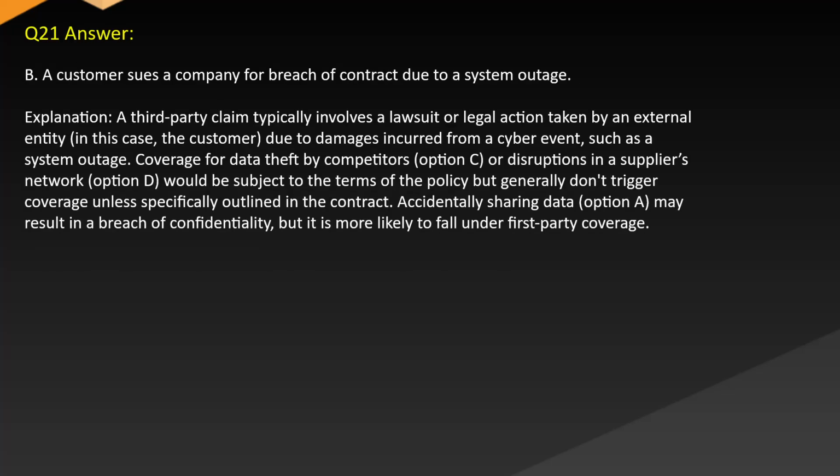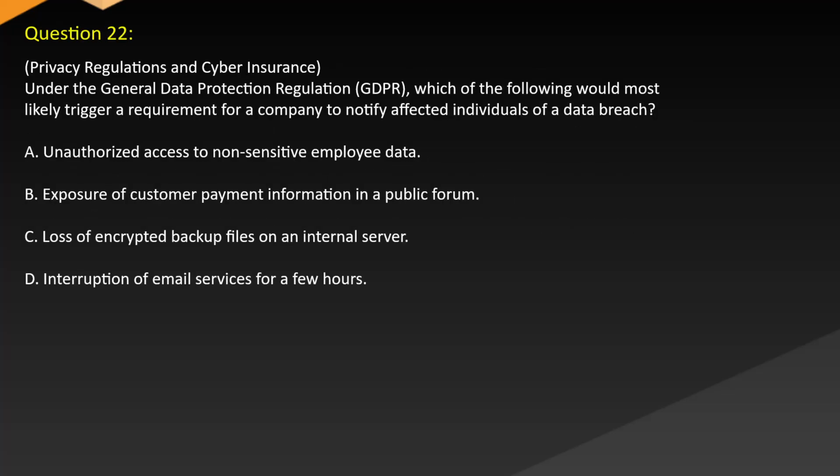Answer. B. A customer sues a company for breach of contract due to a system outage. Explanation. A third-party claim typically involves a lawsuit or legal action taken by an external entity, in this case the customer, due to damages incurred from a cyber event, such as a system outage. Coverage for data theft by competitors, option C, or disruptions in a supplier's network, option D, would be subject to the terms of the policy but generally don't trigger coverage unless specifically outlined in the contract. Accidentally sharing data, option A, may result in a breach of confidentiality, but it is more likely to fall under first-party coverage.